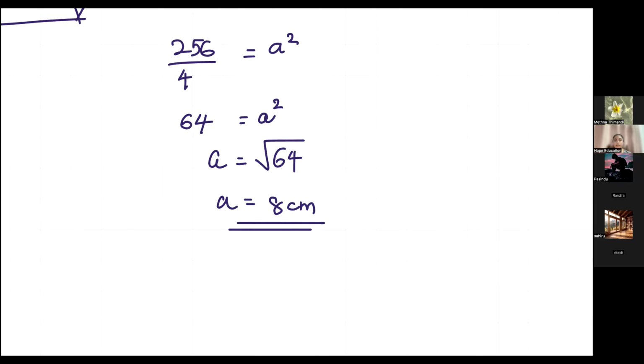Okay. But let's say there was 66 here. We know 66 is not a perfect square, so then it is better to use log. Is that clear?